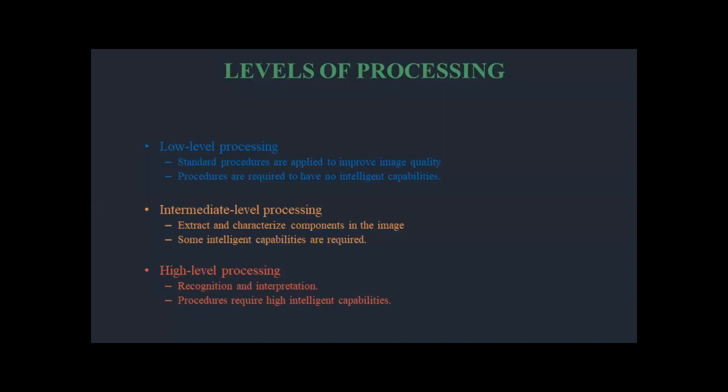High level actually requires high intelligent capabilities. That means your data is transformed into information. Information is again transformed into knowledge, and then knowledge is converted into intelligence. So high level processing actually requires intelligence, not knowledge. Knowledge is required at the intermediate level.